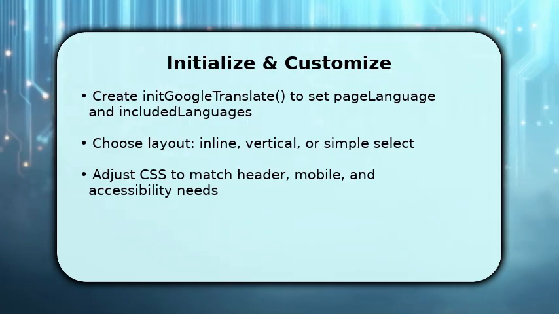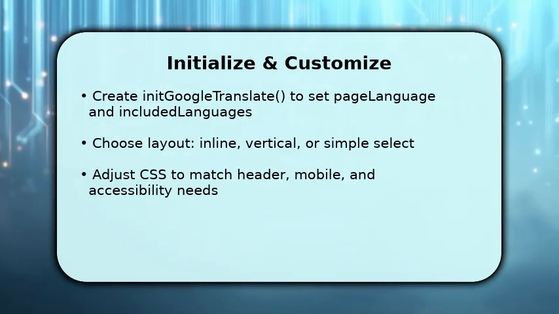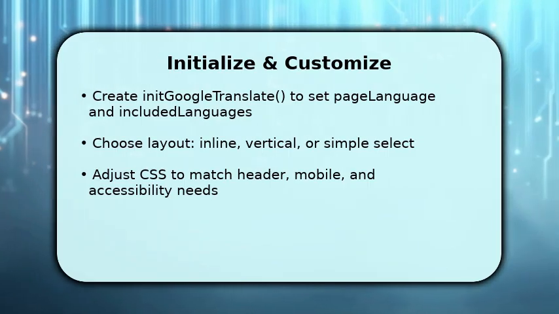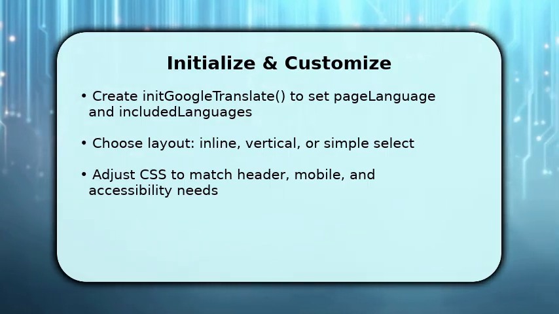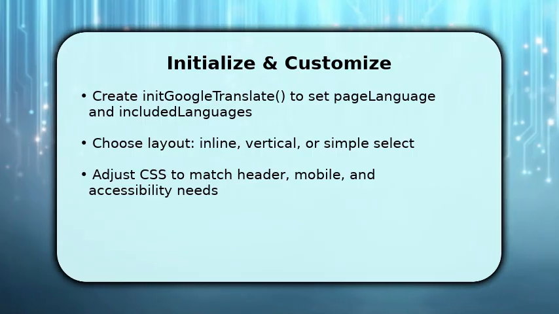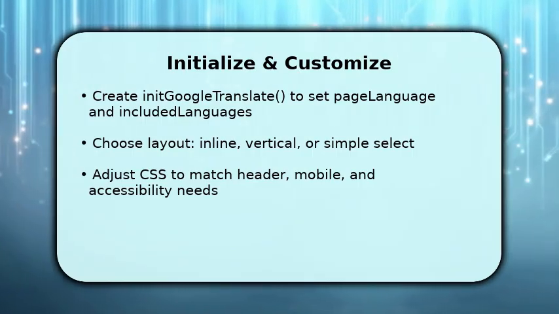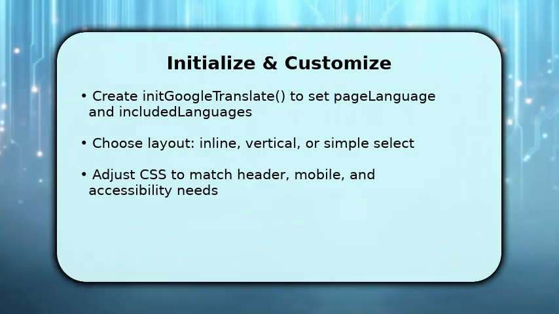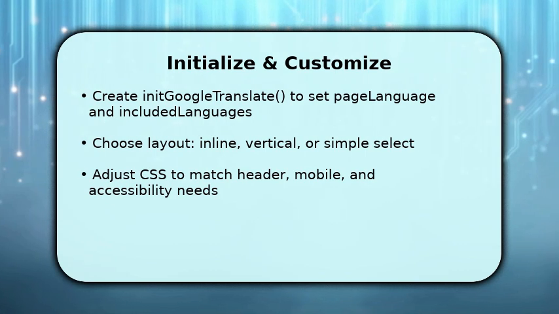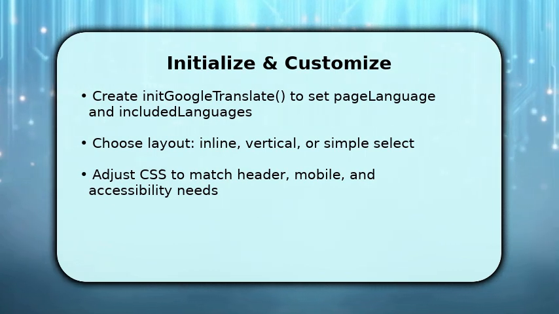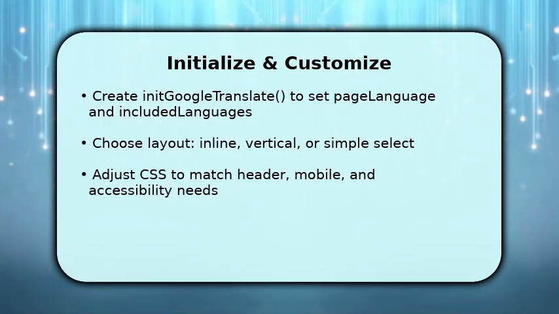You should also add ARIA labels and keyboard focus styles for accessibility and override default CSS so the widget fits your header and mobile breakpoints. Once configured, test different languages. Making these adjustments ensures translations integrate visually and functionally with your site rather than looking like an afterthought.